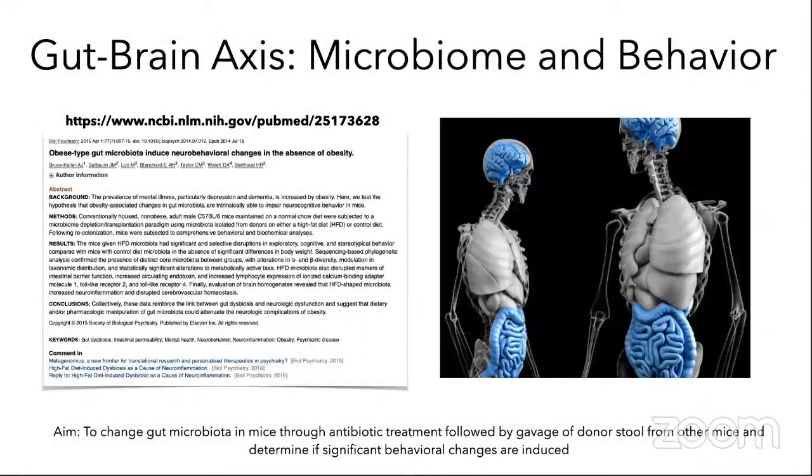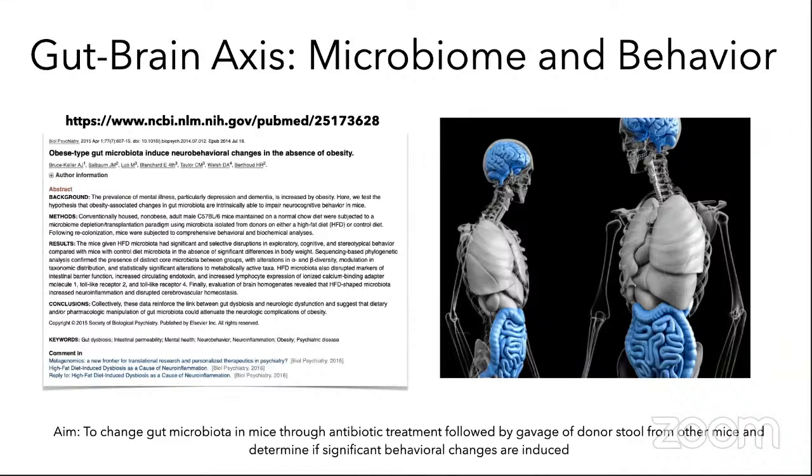that tries to characterize the relationship between the gut and the brain axis by studying microbiome and behavioral anxiety. So here we will see how changes in the gut microbiota in mice through antibiotic treatment followed by a gavage of donor stool from other mice can help us determine if significant behavioral changes are induced and anxiety levels are associated specifically with microbiome that comes as a result of high-fat diet or a regular diet for mice.